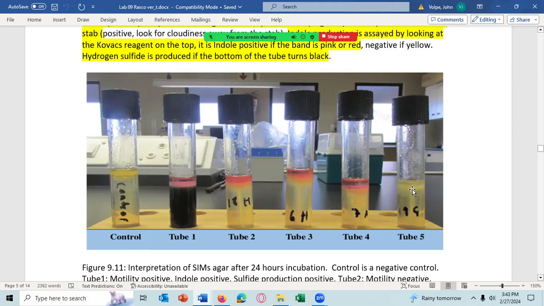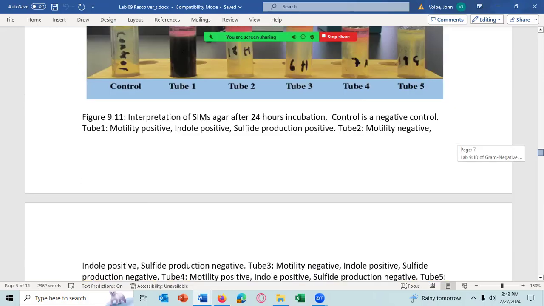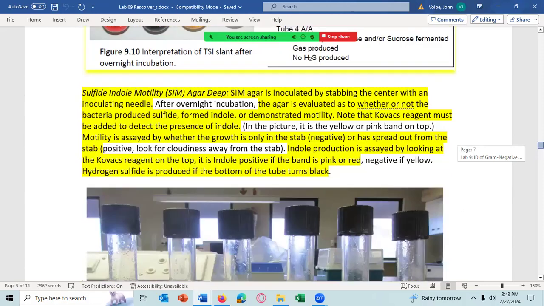Any question about the indole tube? All right, the last test is pretty obvious, and that is the hydrogen sulfide production test. If hydrogen sulfide is produced by the bacteria, the tube will turn black. And there we have hydrogen sulfide being produced in tube 1. All the other tubes are negative for hydrogen sulfide production. Any question about the SIM test?